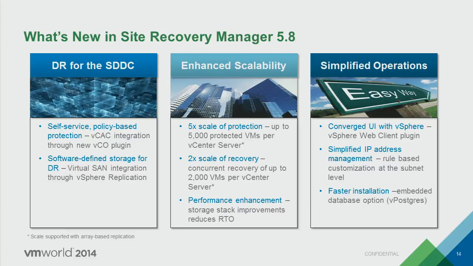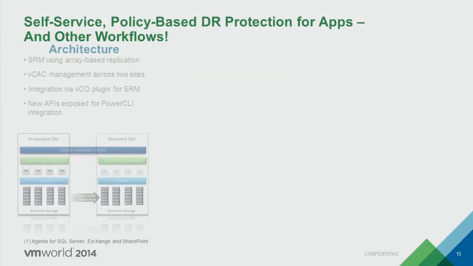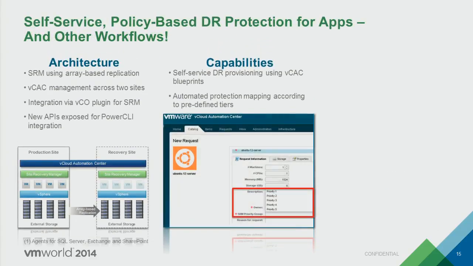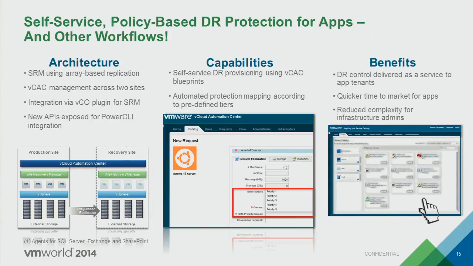And the third area is in terms of operational efficiencies that we're introducing with SRM 5.8 around things like the UI, management of things like IP addressing, and installation. So let's take a look at the first ones. I've mentioned VCO. SRM 5.8 has now got the ability to understand VC Orchestrator workflows that are inbound to SRM.